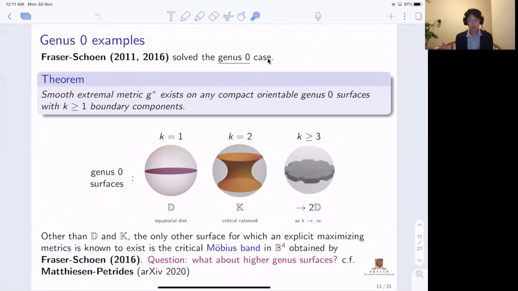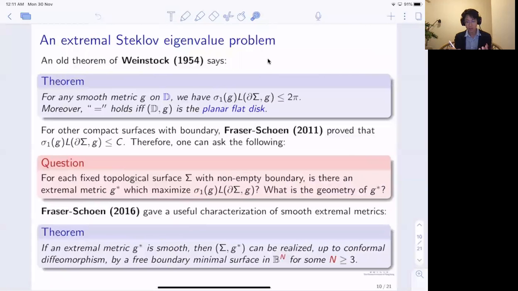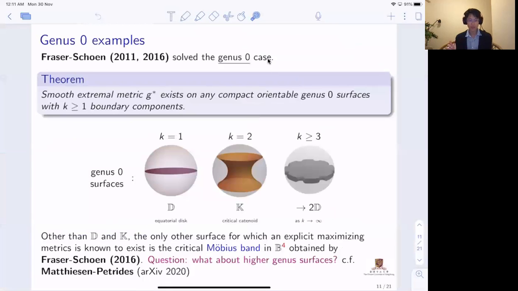They show that for each of these genus 0 surfaces with any number of boundary components, the extremal metric is achieved by a smooth metric. By their theorem before, this would imply that they can be realized as free boundary minimal surfaces inside the ball. And they show that this ball can be chosen to be of dimension 3. So this is the schematic, heuristic picture of what they will look like.